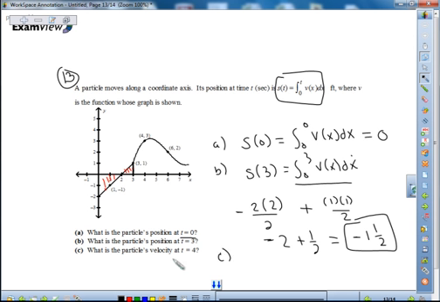Part C is, what is the particle's velocity at t equals 4? You have to be careful because part C is a trick question. It's not where is its position, but what is its velocity? So remember, we're looking at the graph of the velocity. So at t equals 4, my velocity is 3. So when t equals 4, my velocity is 3 feet per second.